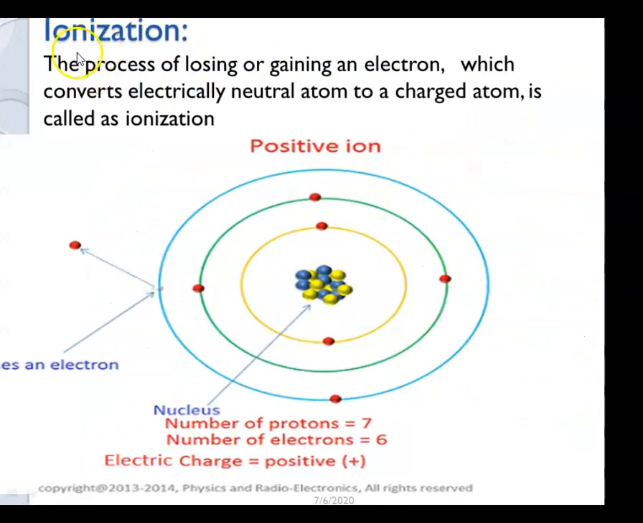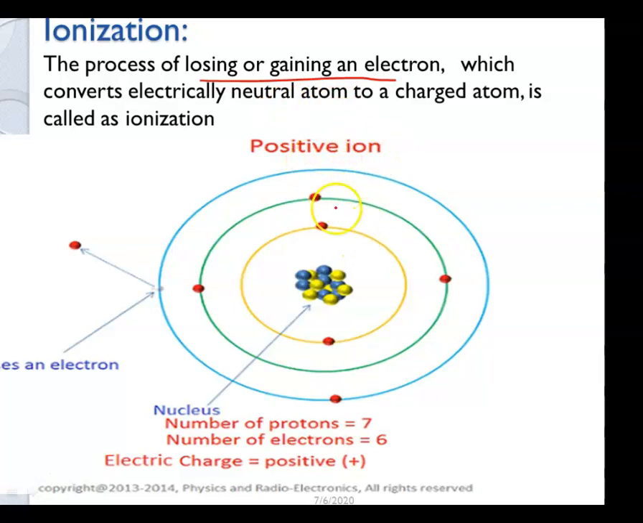Now let us define what is ionization. The process of losing or gaining an electron which converts an electrically neutral atom to a charged atom is called ionization. In the electrically neutral atom, the total number of protons in the nucleus is equal to the total number of electrons orbiting the nucleus. Now see how the positive ion is created.